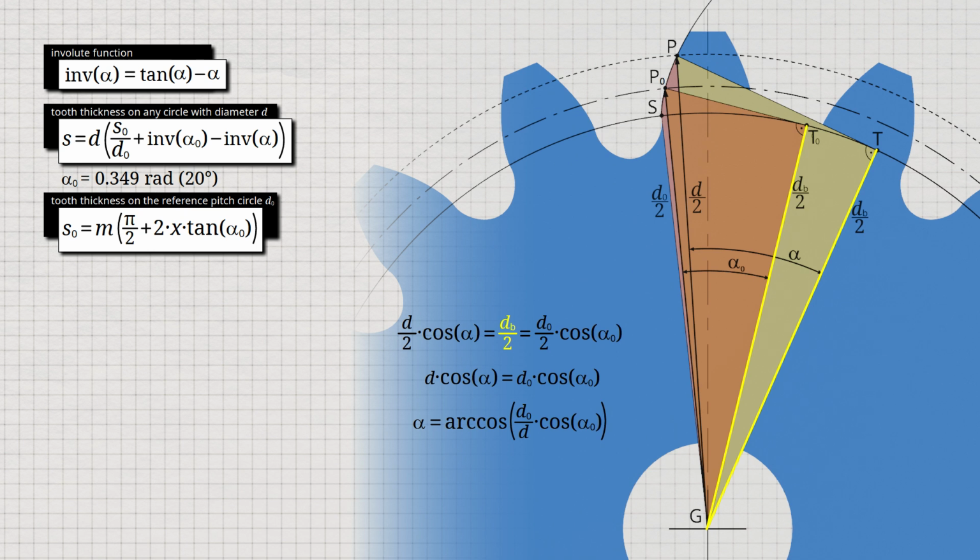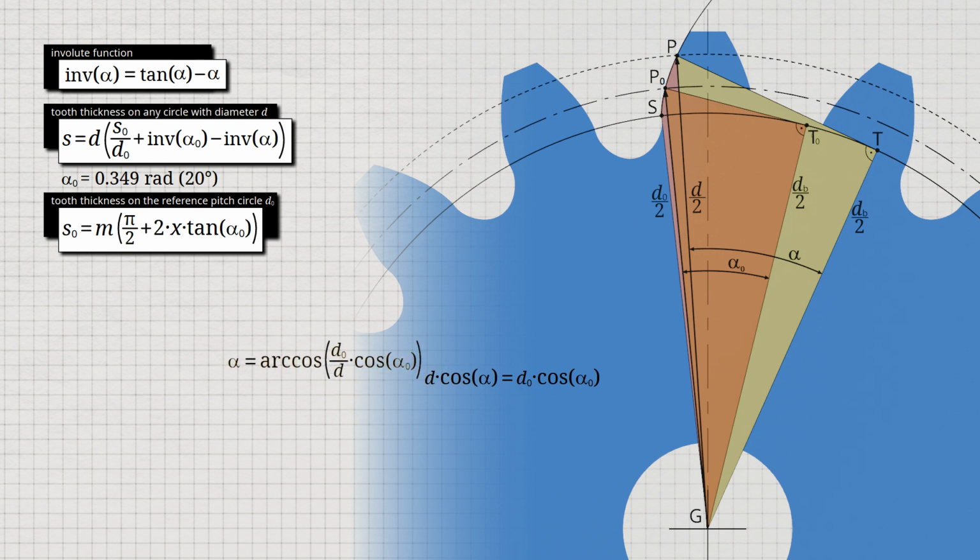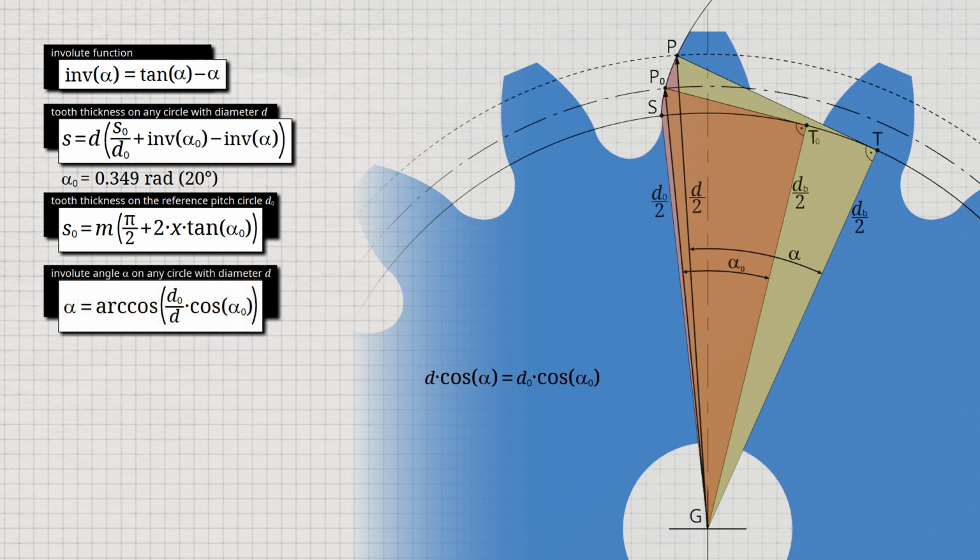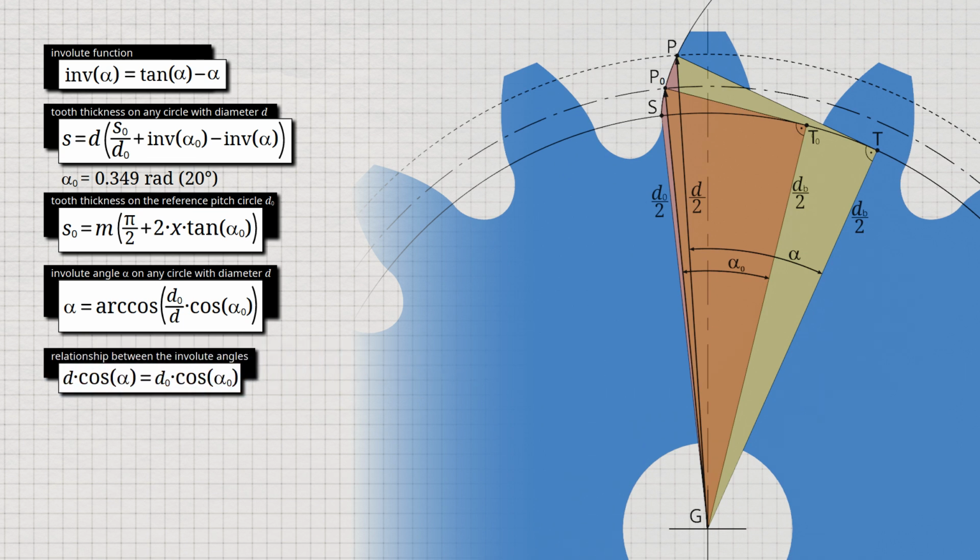We can therefore calculate the involute angle alpha as indicated from the reference pitch diameter D0, the standard pressure angle alpha 0 and the diameter d on which the tooth thickness is to be determined. Now we have all the parameters we need to determine the circular tooth thickness S on any circle with diameter d. All we need is the reference pitch circle diameter D0, the module m of the gear, the profile shift coefficient x and the standard pressure angle alpha 0. The given relationship of the involute angle will be of importance later.